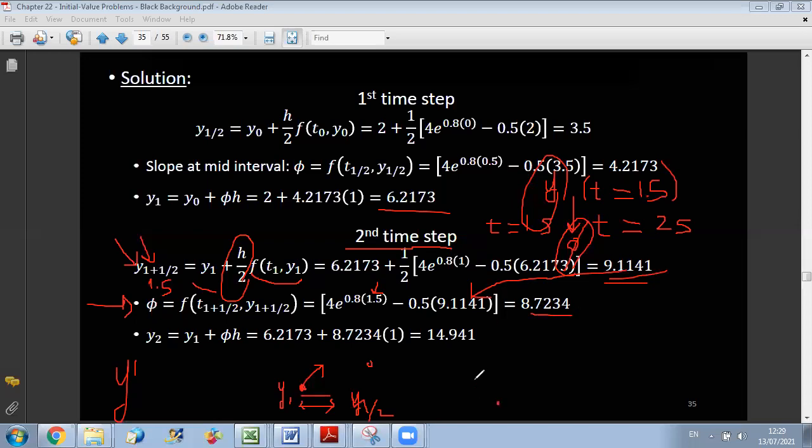Now, once you get phi, you want to compute y2. So how to compute y2? You say, now I will go back to point 1, but instead of using slope f(t1, y1), I will use the mean slope estimated as the slope at the midpoint, which is phi equal to 8.7234. So I will do a line with this slope. I will move a step h to reach point 2. This is why y at 2 is equal to y1 plus phi, the slope at the midpoint, times h.